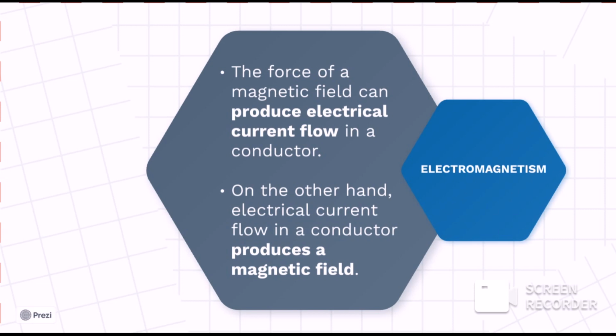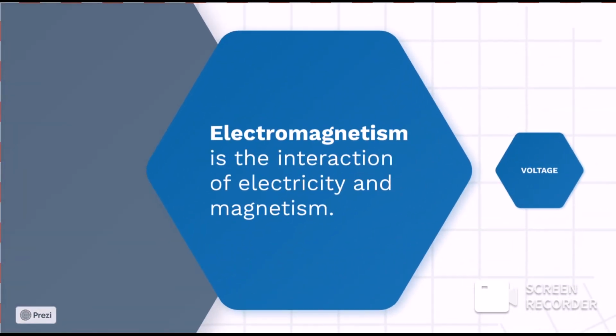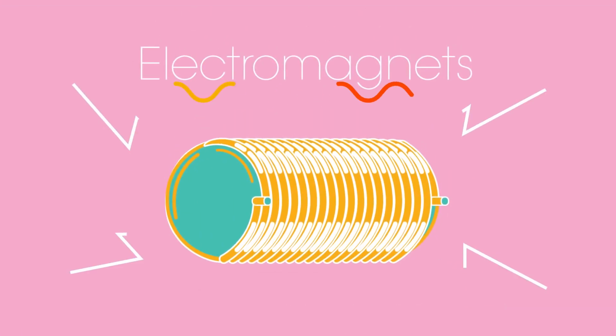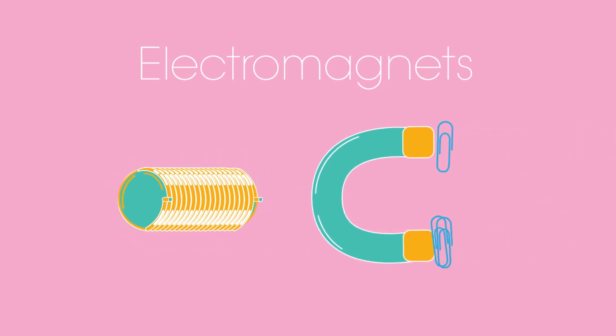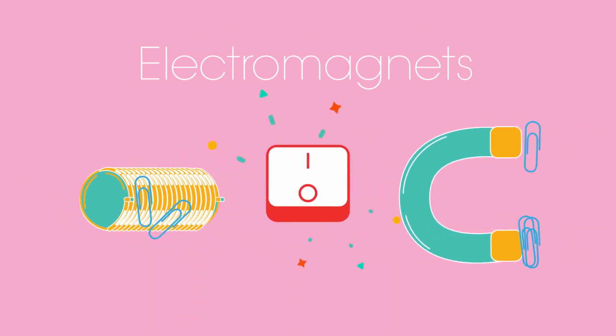A strong link exists between electricity and a magnetic field. The force of a magnetic field can produce electrical current flow in a conductor. On the other hand, electrical current flow in a conductor produces a magnetic field. Thus, electromagnetism is the interaction of these two important forces. Electromagnets are incredibly useful. They can do all the things a normal magnet can do, but can also be switched on and off.